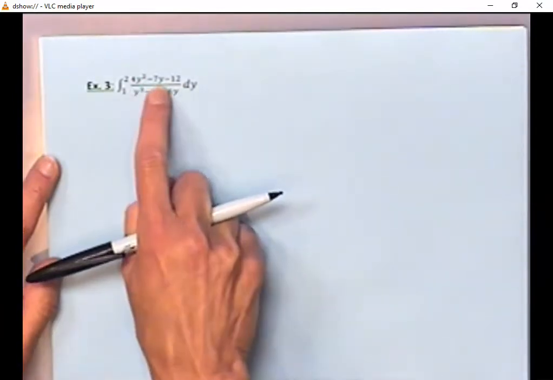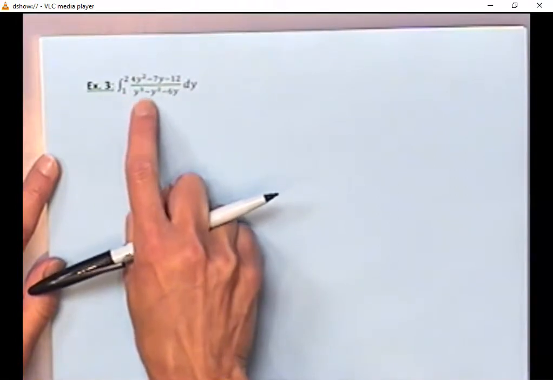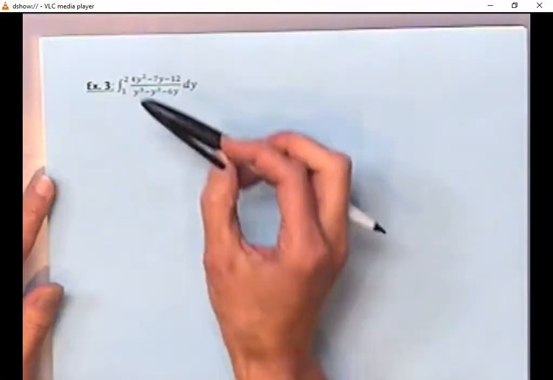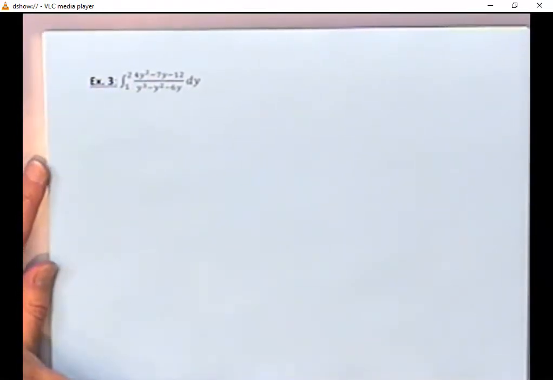It's 4y squared minus 7y over 12, and then y cubed minus y squared minus 6y. No, this one isn't, right? Because it's 2 over 3. So the top is not larger than the bottom degree. So I do not need to do long division on this one. Maybe you're saying, thank goodness, because you were tired of that.